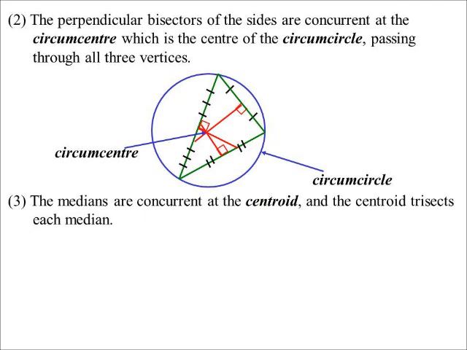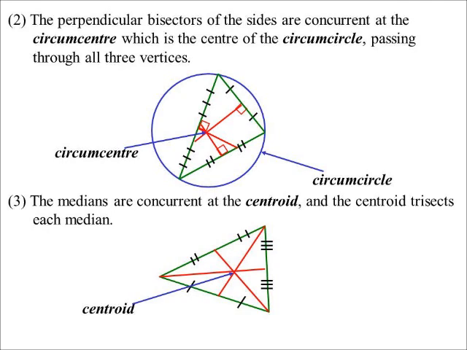Okay. The medians are also concurrent at a point that's called the centroid. So let's draw this one up. The median is the one that comes from the vertex to the midpoint. What's useful about that? I guess it's the ratio that's useful, because the centroid will trisect each of those lines. So it would be in the ratio 2 to 1. 2 to 1.